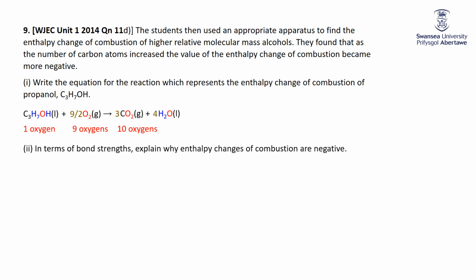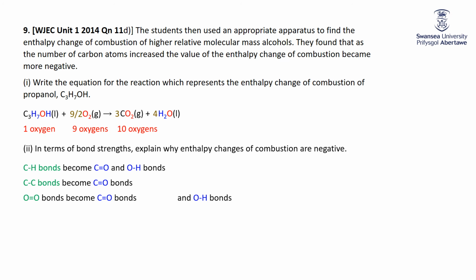Okay. In terms of bond strengths, explain why enthalpies of combustion are negative. Well, let's think about what happens to those bonds. Any carbon-hydrogen bond gets broken, and the carbon double bonds to an oxygen, the hydrogen single bonds to an oxygen. Any carbon-carbon bonds are broken and become carbon-oxygen double bonds. The oxygen-oxygen double bonds, some of the oxygens go to double bond to carbons, some of the oxygens go to single bond to hydrogens. Now at this point one could use a qualitative argument, because essentially C=O and OH bonds are stronger than CHs, C=Os are stronger than CCs, C=Os are stronger than O=Os, and OH bonds are weaker than O=Os, but only a little bit.